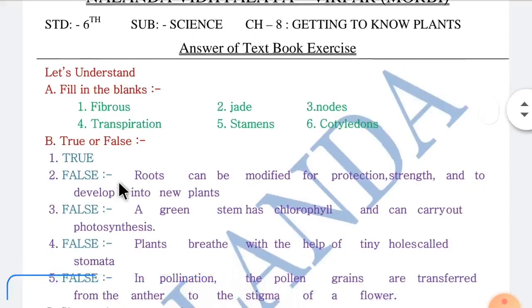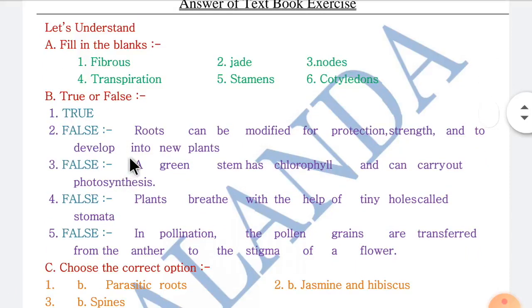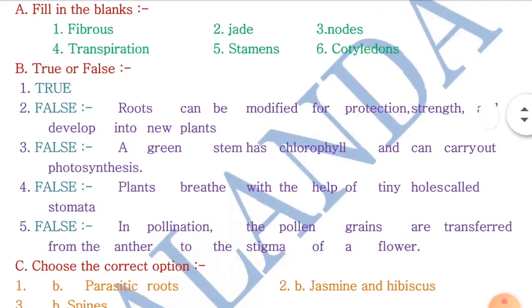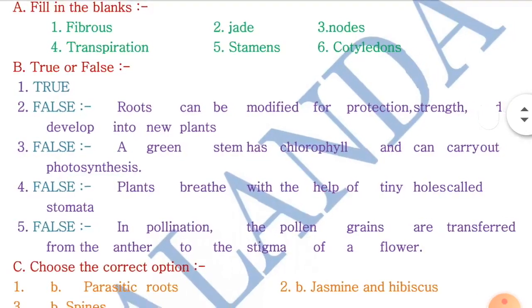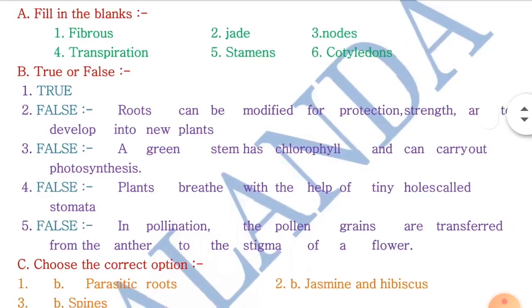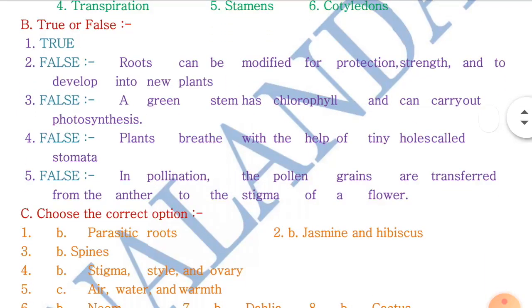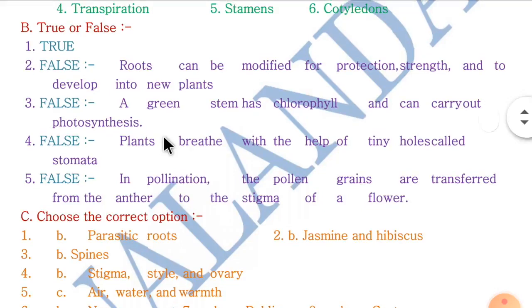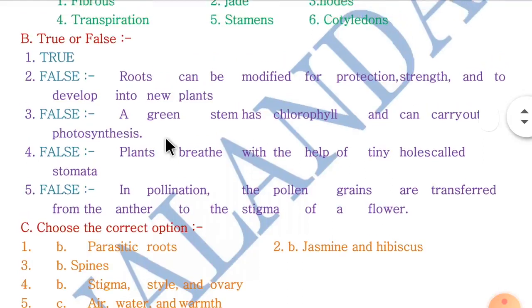Now let's see the next, true or false. Write true or false and correct the false statement. The first one is lateral roots branch out from the primary root in the taproot system. Yes, this statement is true.